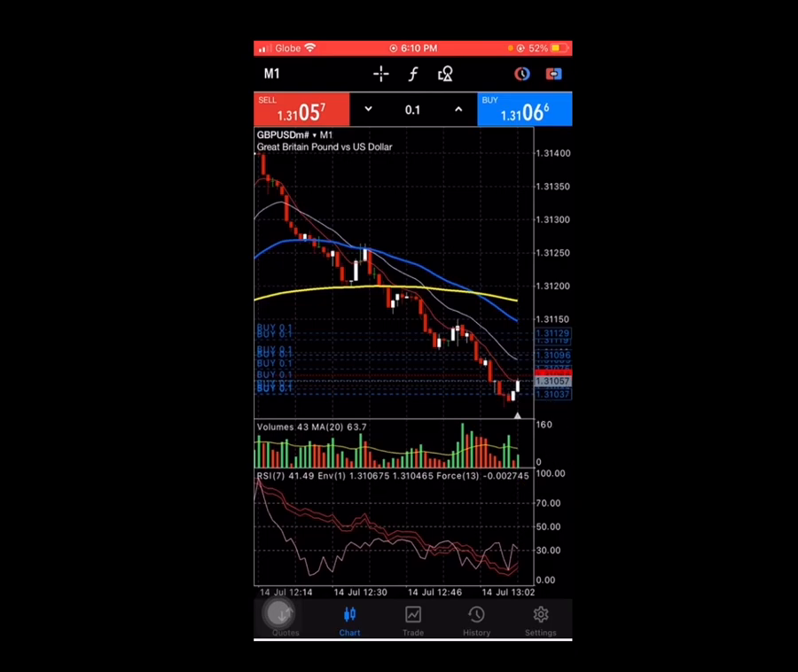But it's not the only indication that we will use in order for us to enter the market. We also have the exponential moving average indicators, which is this one. So we have 4 exponential moving averages that we are going to use and tell us that it's time to buy or time to sell.